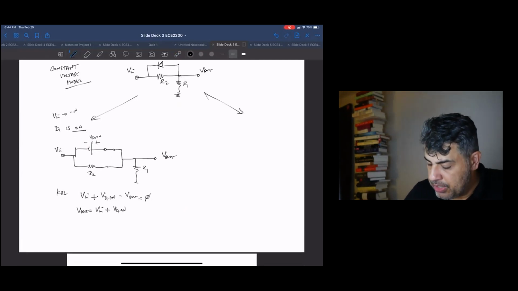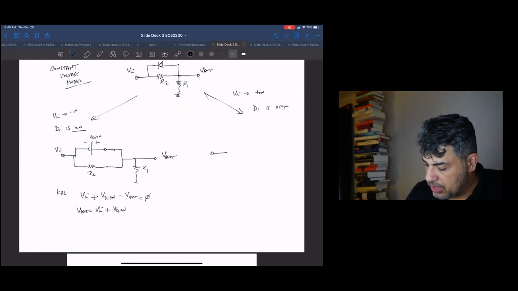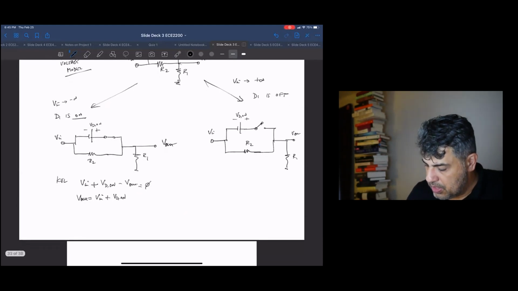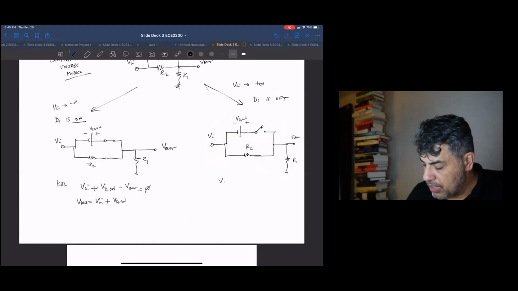Okay. And then when V in is plus infinity, D1 is off, meaning that the circuit's going to look like this. In which case this guy is completely out of the loop, so to speak. So we just have a voltage divider. So we have V out is R1 over R1 plus R2 V in.